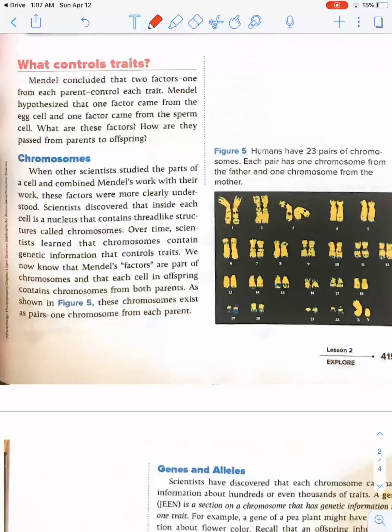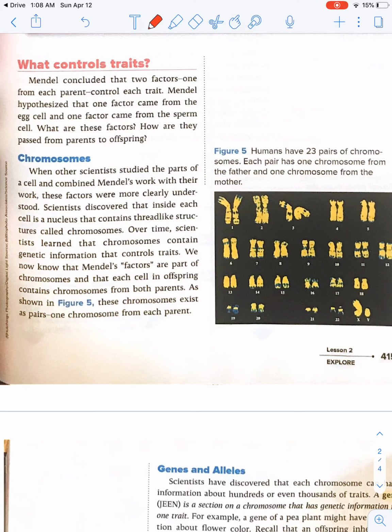All right, well, let's look at the text now. What controls traits? So Mendel concluded that two factors, one from each parent, control each trait. Mendel hypothesized that one factor came from the egg cell and one factor came from the sperm cell. What are those factors? How are they passed from parents to offspring? Well, they're passed through chromosomes, and we know this now, but Mendel did not have access to this information.